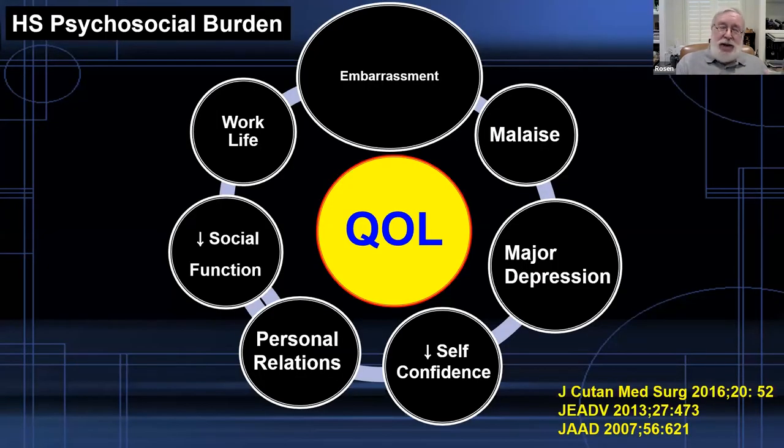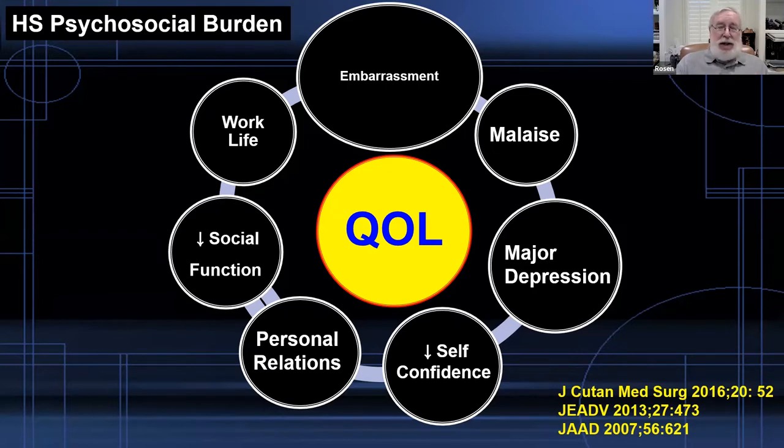It carries a very large psychosocial burden. Everything from depression, lack of self-confidence, decreased social functioning, interferes with personal relationships because of odor and the purulent discharge, stains clothes leading to embarrassment. So it really affects quality of life.